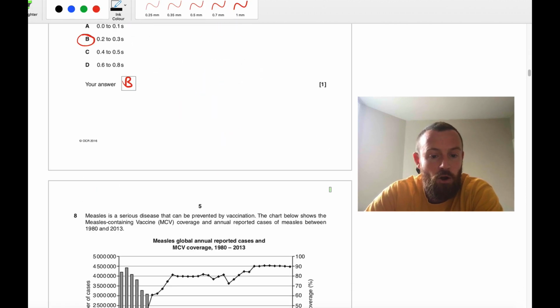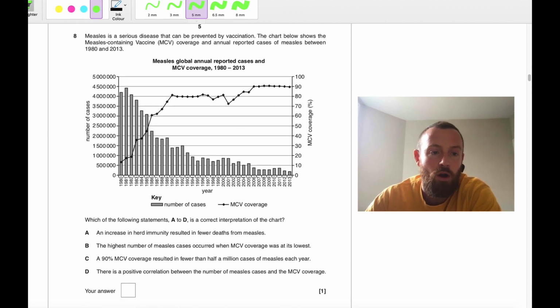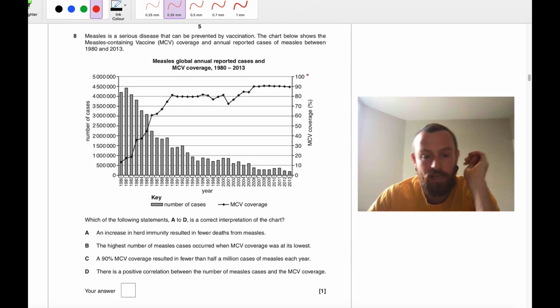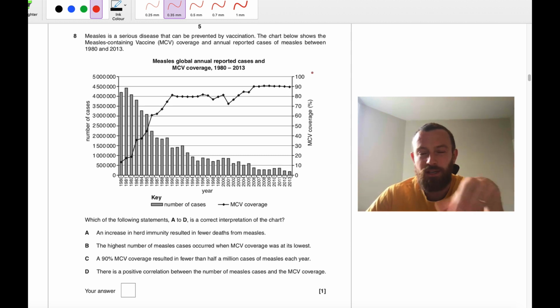Okay, on to 8. All right, I like this one. This is one of these how science works questions. For these questions, the way they're trying to get you to think is cautiously, okay? So you don't want to look at some data and make a conclusion that you can't be sure of. Certain things might seem like they might be right, but you can't be sure.